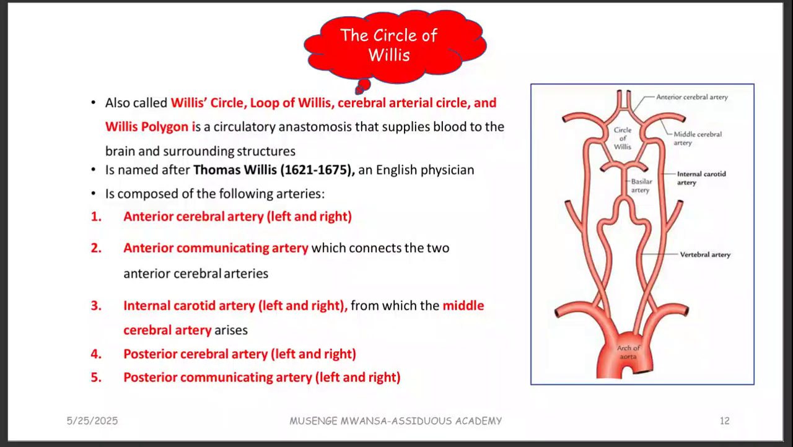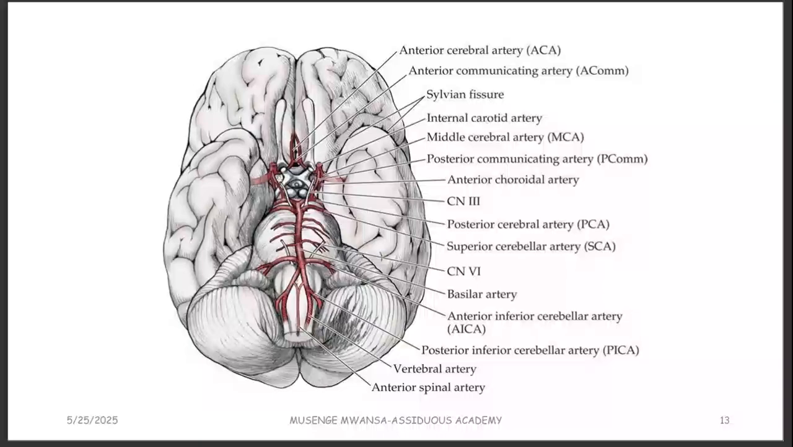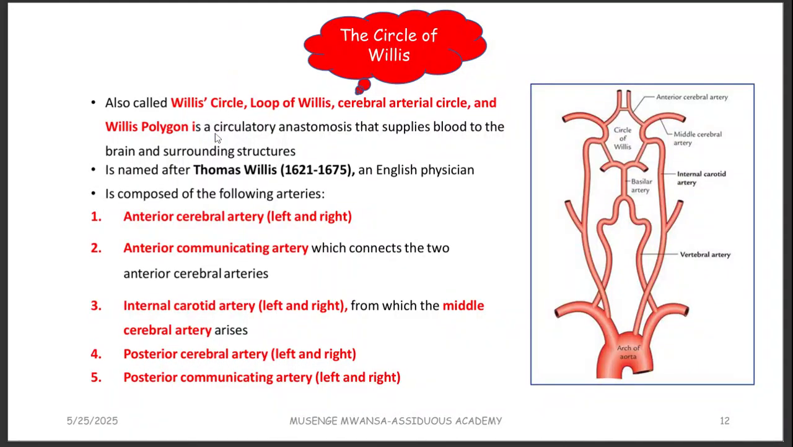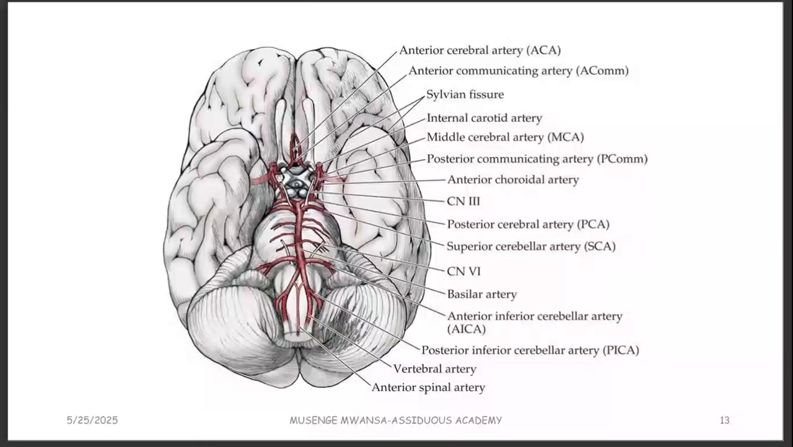So we've talked about all the branches that will form the anterior circle of Willis. This circle is also known as the loop of Willis, or the cerebral arterial circle, or Willis polygon. It was described by Thomas Willis, that's why it's called the arterial circle of Willis. Okay, you can see the part of the brain where it's found. The arterial circle of Willis is actually surrounding this point where I'm pointing.